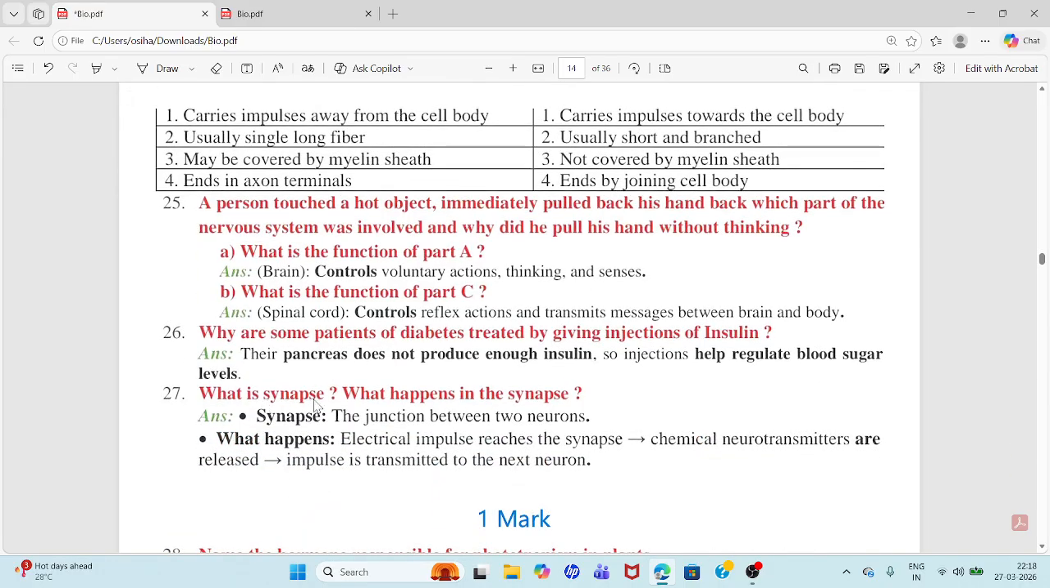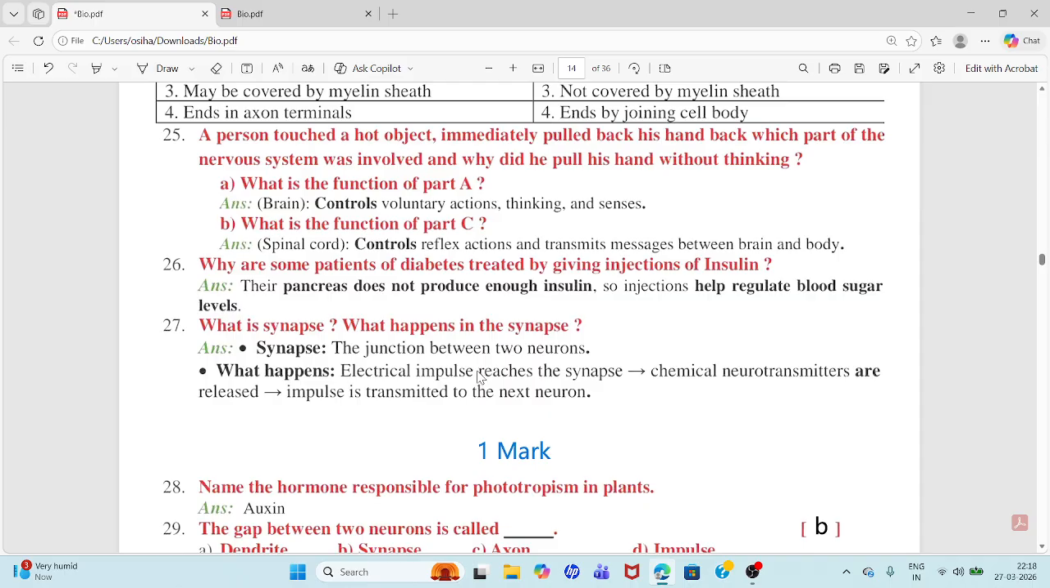27. What is synapse? This is very important, so learn this properly. What happens in the synapse? Answer. Synapse is the junction between two neurons. What happens? Electrical impulse reaches the synapse, chemical neurotransmitters are released, and at last the impulse is transmitted to the next neuron.